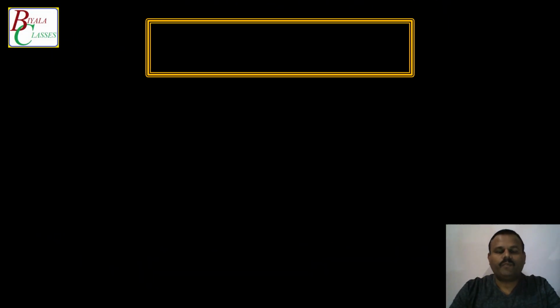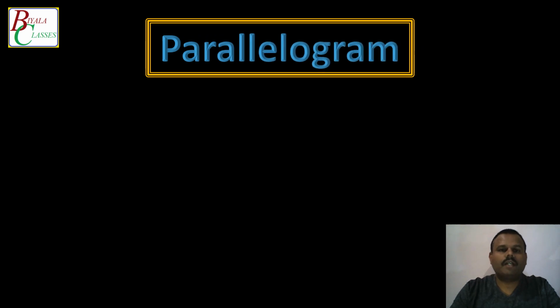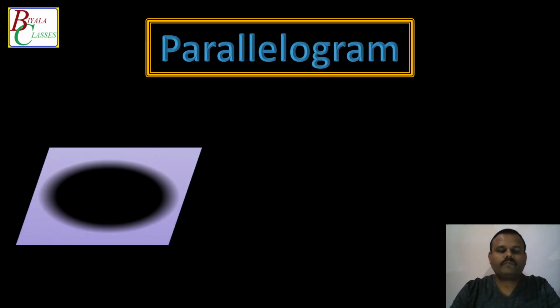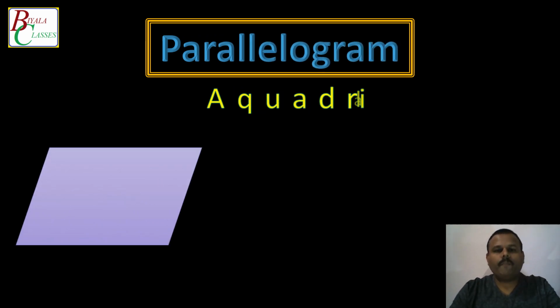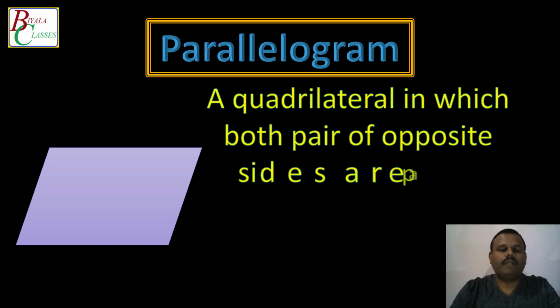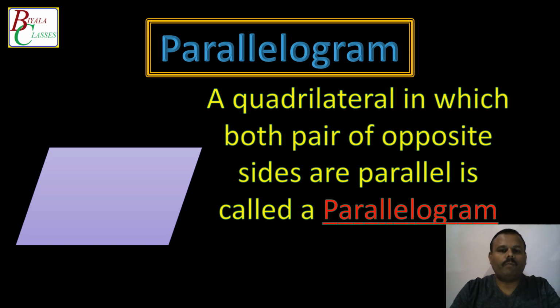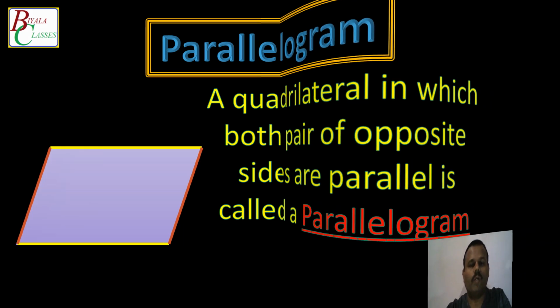quadrilateral. The next quadrilateral is a parallelogram. Now what is a parallelogram? It is a quadrilateral in which both pairs of opposite sides are parallel. As we know that in a quadrilateral there are 2 pairs of opposite sides, and if both those pairs are parallel to each other, then it is known as a parallelogram.